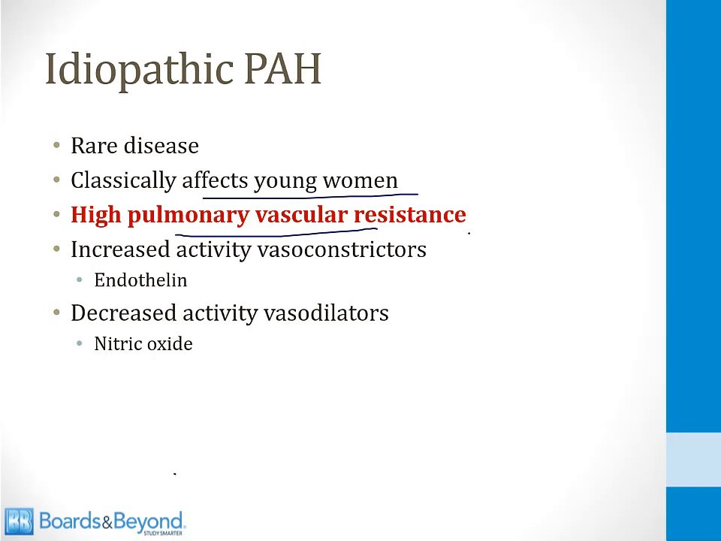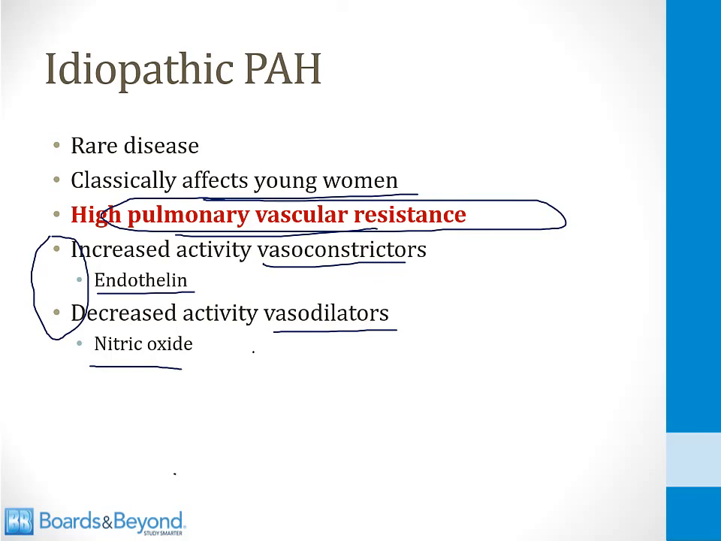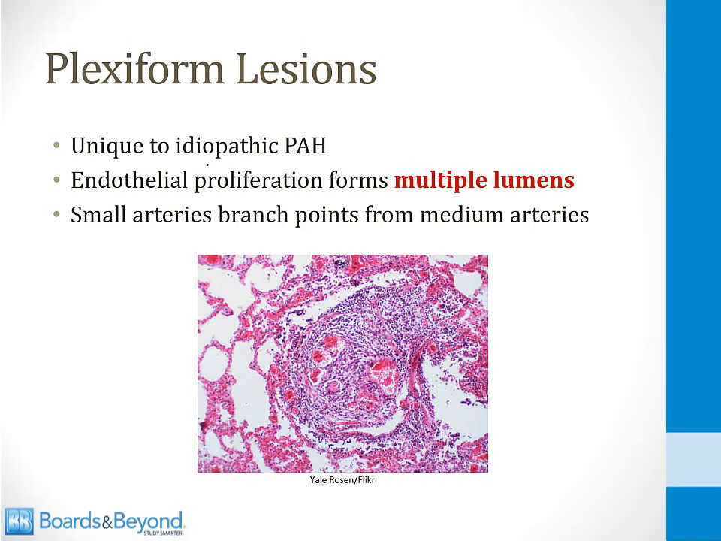We don't know exactly why this happens, but there's lots of basic science literature that describes increased activity of vasoconstrictors like endothelin and decreased activity of vasodilators like nitric oxide. And probably these things work together to cause high PVR in women who have idiopathic PAH. There is a pathologic finding that's unique to idiopathic PAH that you should know for Step 1. It's called the presence of plexiform lesions.